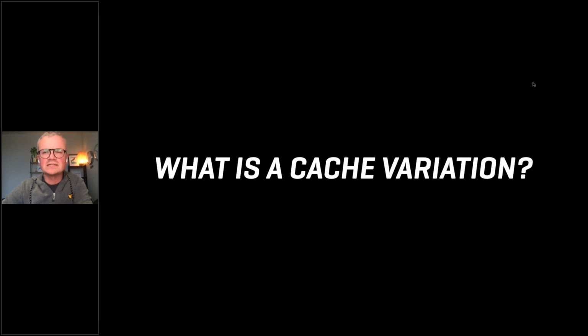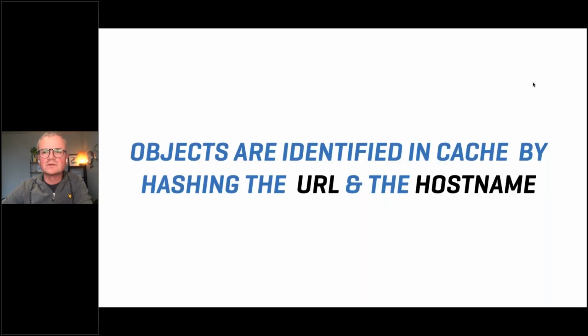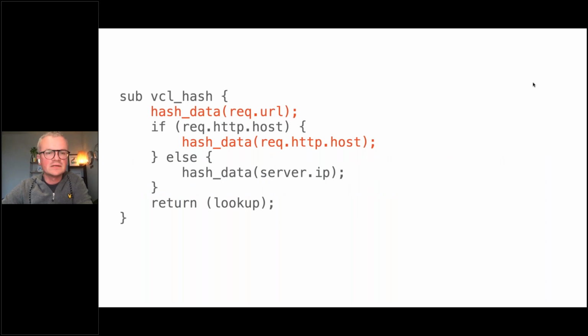So we know what a user agent is. A cache variation, let's start with this fact, and you've seen it by looking at the VCL hash subroutine. Objects in the cache are identified by a URL and a host name. That you saw, right? But oh, look, here it comes again. Look, hash_data(req.url) and hash_data(req.http.host).